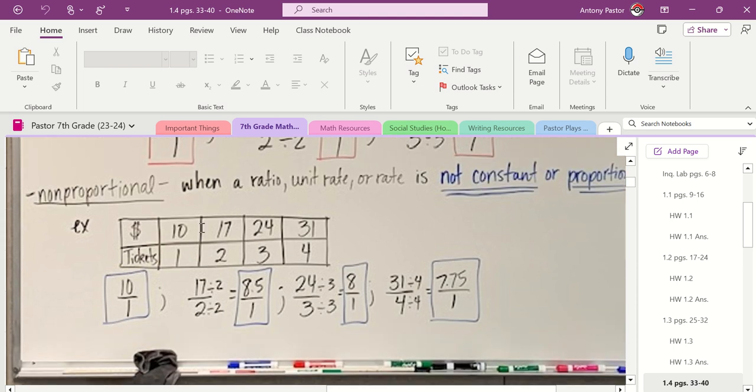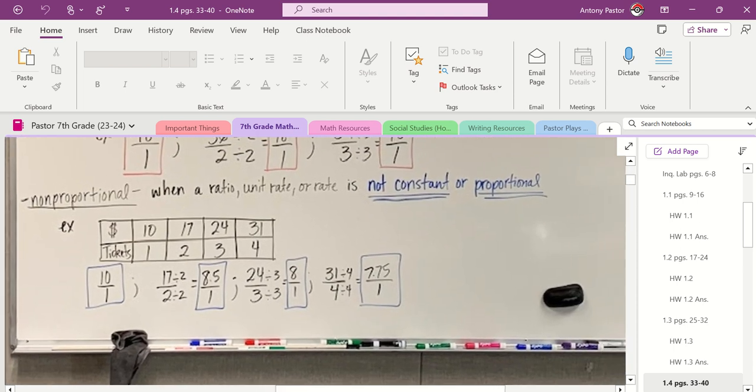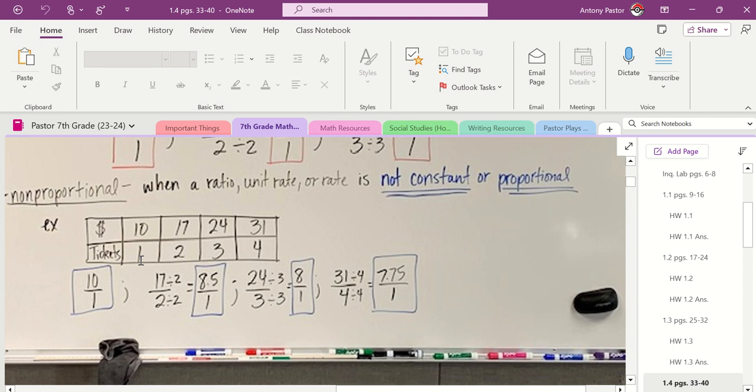And then non-proportional. It's when a ratio or unit rate is not constant or not proportional. So this one says that every 1 ticket costs $10. So if this were a constant rate, that means 2 tickets would cost $20. But in this case, it doesn't. It costs $17. So there's a discount there if you buy more than 1 ticket. So therefore, this did not carry over. 3 tickets is $24, where if this were constant, 3 tickets would cost $30. 4 tickets should cost $40 if this was constant.